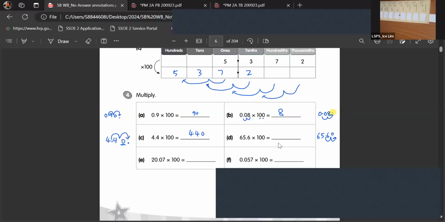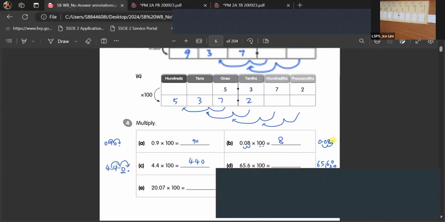Some of you may be like, I need to understand how this works. I understand already, I remember. Some of you may be saying, I just need to do more questions and more practice. So the shortcut for multiplying by 100 here is moving the decimal point. Again, the same strategy applies.